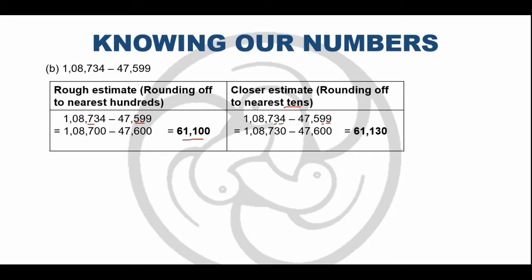So the 10th position is 9. So 9 plus 1, 10. So 0, and 1 is carried over to 5. So it will become 6. So the answer is 47,600. Whenever I subtract these two numbers, I get 61,130. So the rough estimate is 61,100. The closer estimate is 61,130.